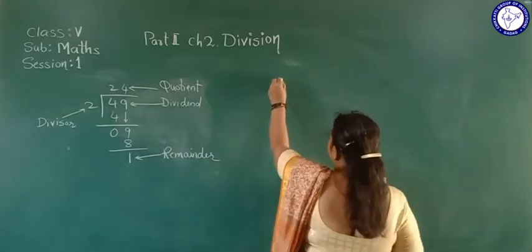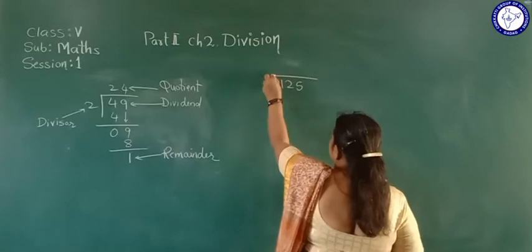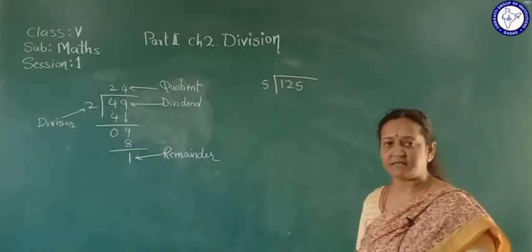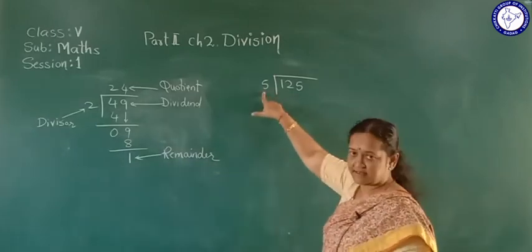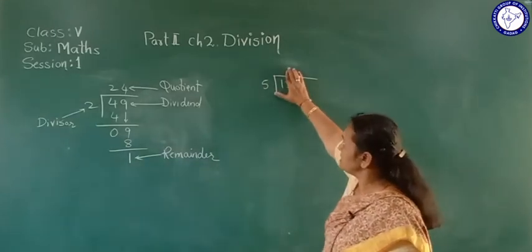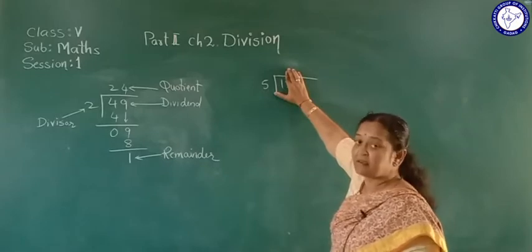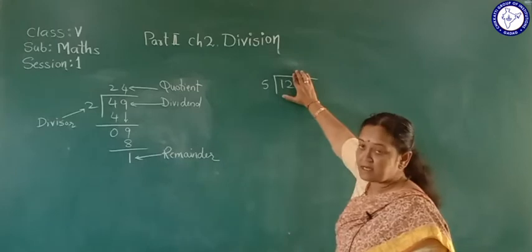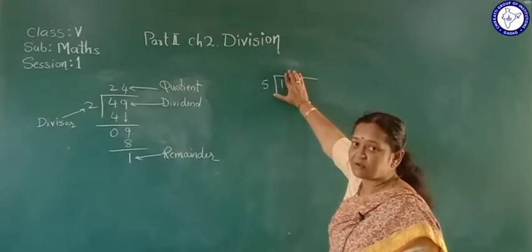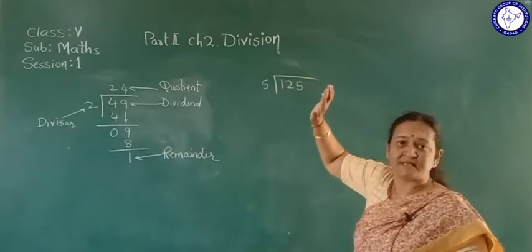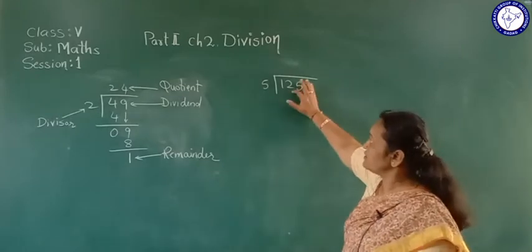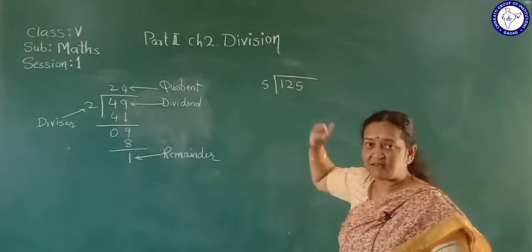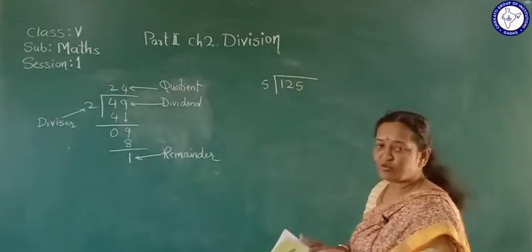Let me take 125 divided by 5. Now here 5, how many digits do we have? 5, we have 1 digit. Now if I take 1 digit, the first digit is 1. Can you divide 1 by 5? No. So what we do, we go to the second digit. Till the first number is not possible to divide, you should not go to the second number. So let me go to the second number. The second number is 2. So 1 and 2 both together is 12.